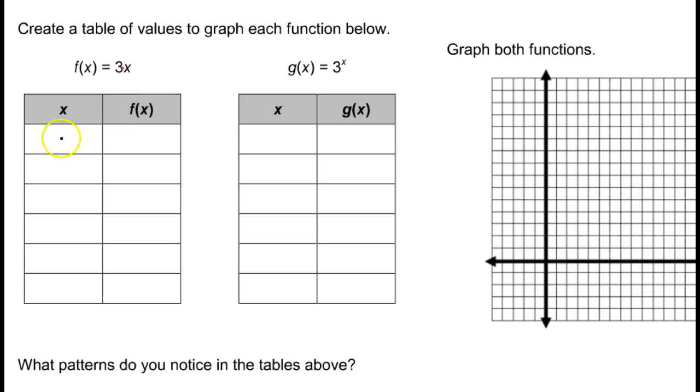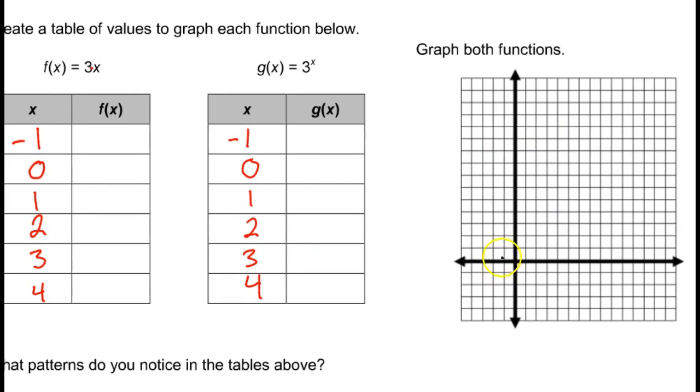Okay. So let's just do positives only because our graph is kind of positives only here. Or we could do some negative, maybe like -1. Start at -1. Go to 0, 1, 2, 3, 4. And do the same thing here. -1, 0, 1, 2, 3, and 4. And go ahead and do 3 times -1, 3 times 0, 3 times 1, 3 times 2. And then do 3 to the -1, 3 to the 0, 3 to the 1, 3 to the 2, and so on. And let's graph both of them on here.